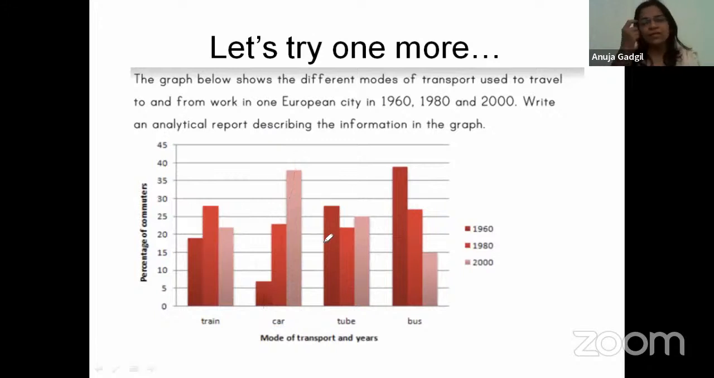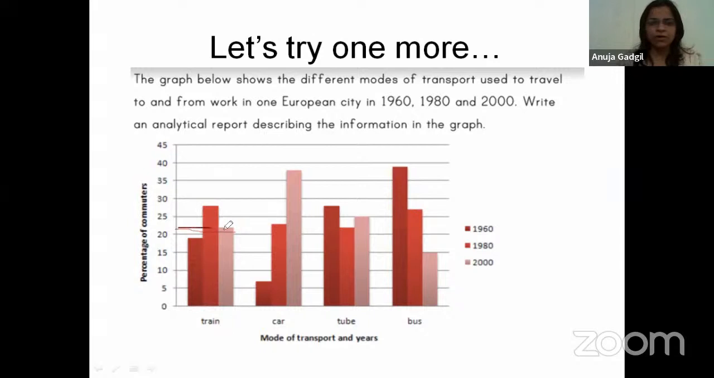So we have to make a comparison. It's not that we will just write and it's over. You have to make a comparative study. I should say 18% of people preferred traveling by train in 1960, while around 27% of people preferred traveling by train in 1980. And as time passed, after 20 years, the demand for traveling by train reduced and it came down to 20%.